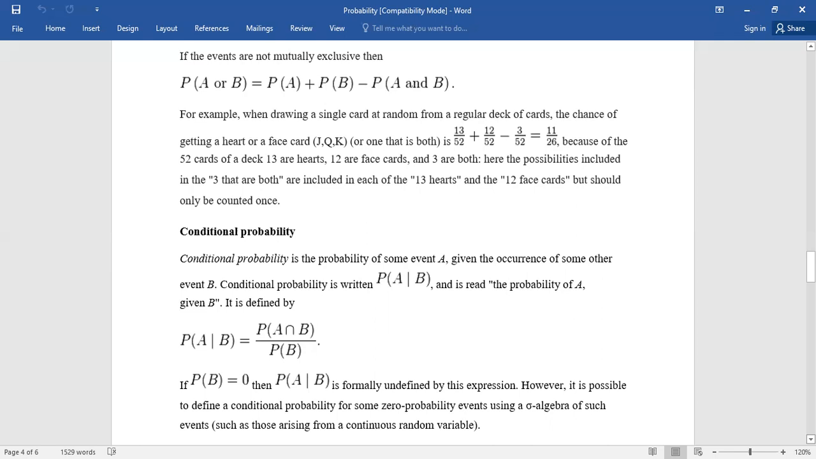So conditional probability. Conditional probability is the probability of some event A given the occurrence of some other event B.